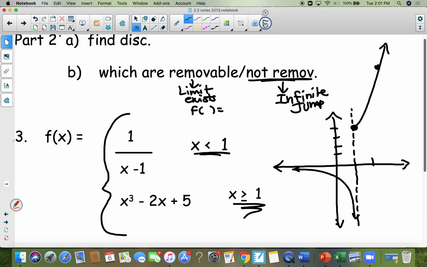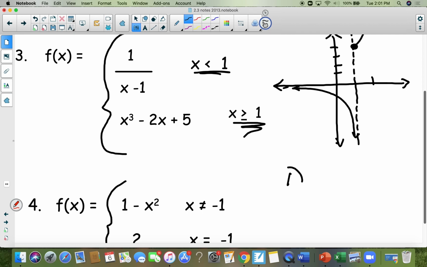Okay, it's discontinuous. When you draw your graph, you always start from left to right. It goes from here, and then you have to pick it up and go like that. So it's discontinuous at x equals 1.